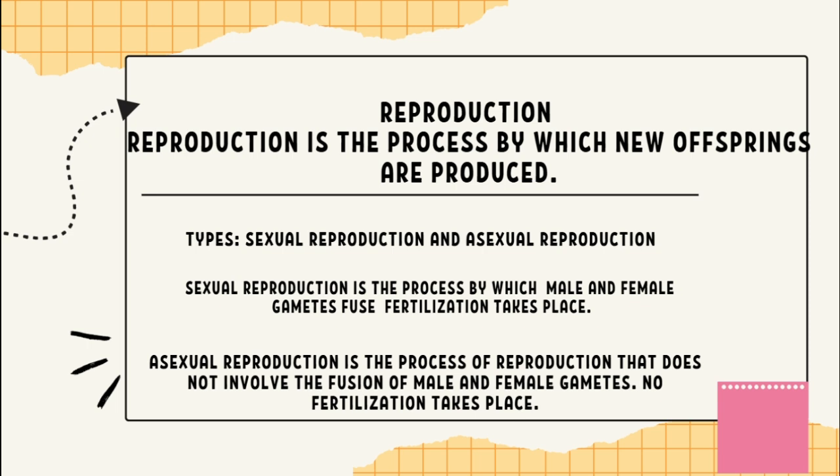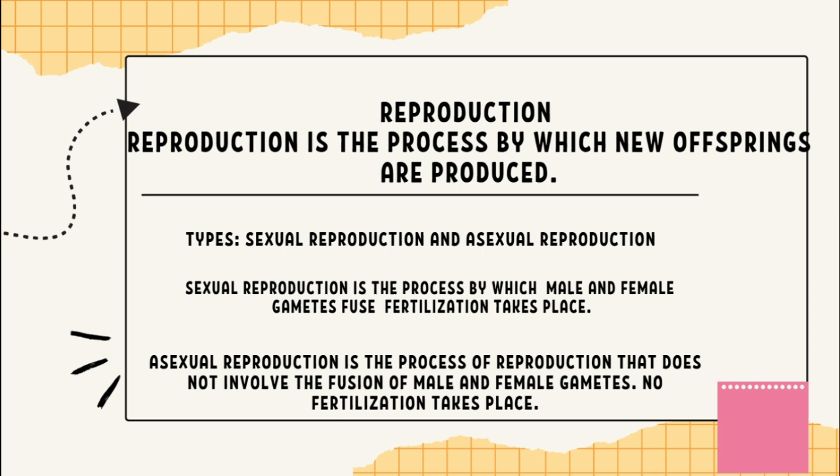So basically there are 2 main types of reproduction. We have sexual reproduction and asexual reproduction. So off the bat, when I say sexual versus asexual reproduction, human beings don't undergo asexual reproduction. Let's just put that out there, right? We don't undergo asexual reproduction.